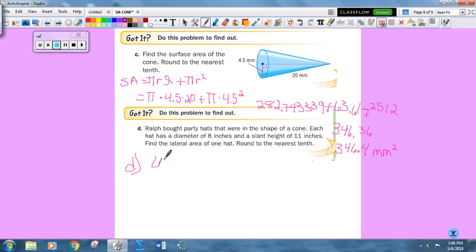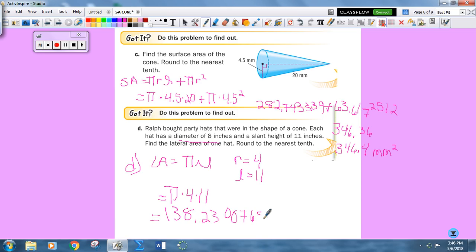So lateral area of a cone again is pi RL. They told me the diameter, so I've got to say the radius is half that, so it's 4. The slant height's 11. So again, I do pi times 4 times 11, on my calculator. And I get 138.2300768. So it's 138.2 inches squared.